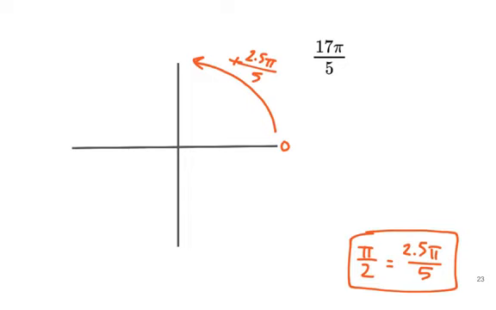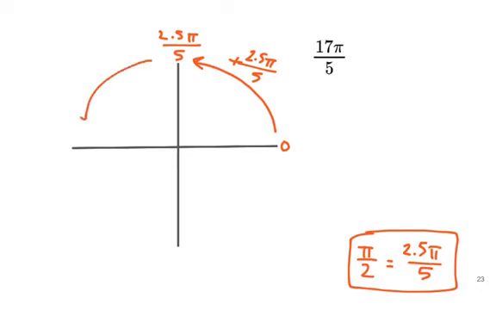I'm adding 2.5 pi over 5 every time I make a quarter turn. And again, it looks confusing because it's a fraction and it's got pi, but the pi over 5 part stays consistent every time. We're really just adding 2.5. That's how fractions work with common denominators, which is why we want to make it a common denominator.